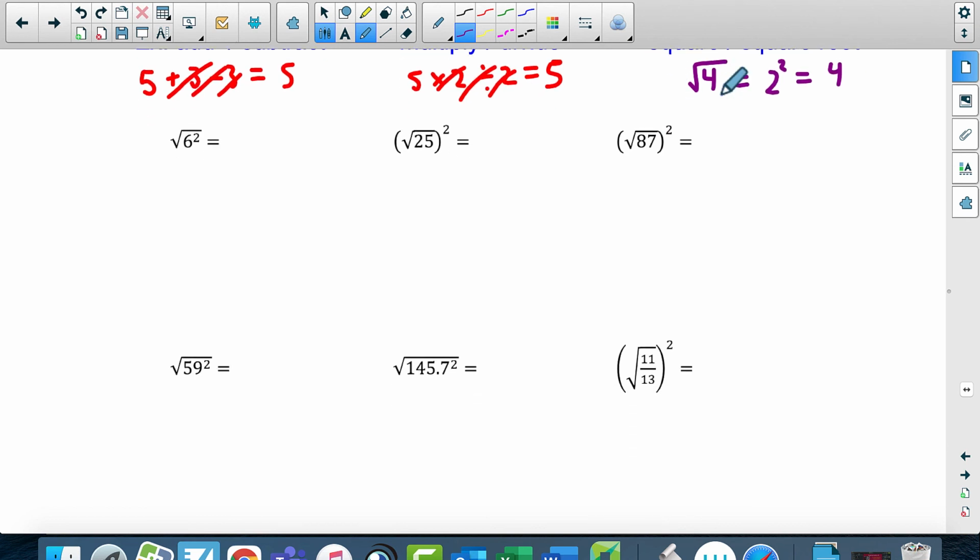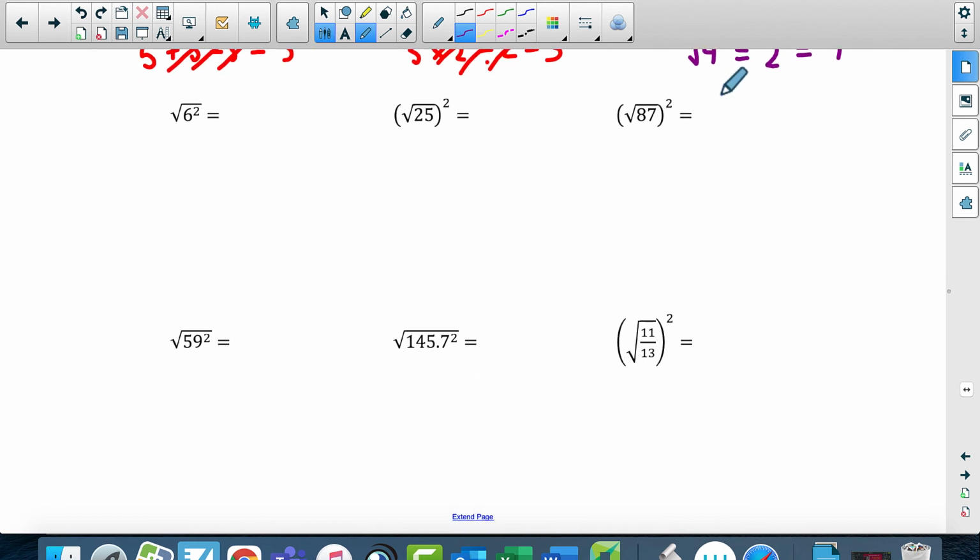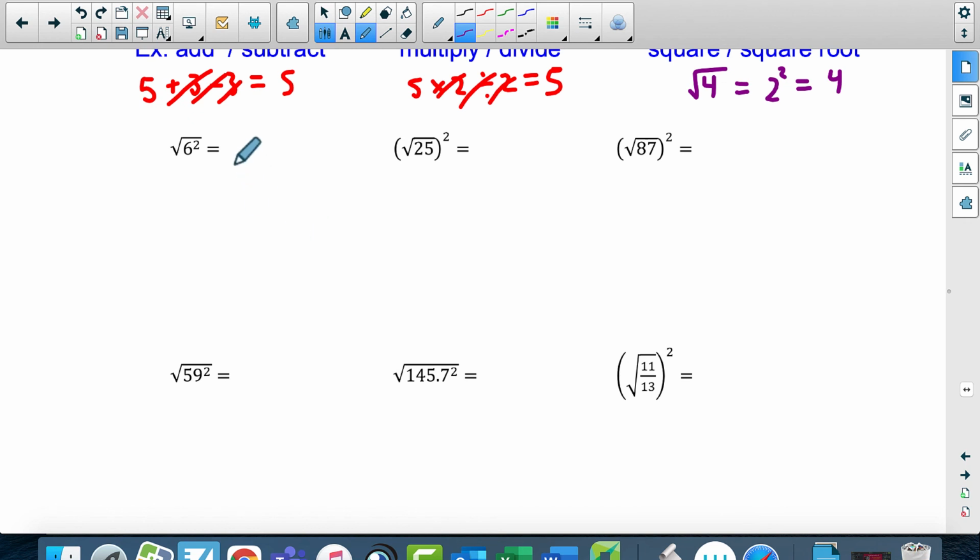So questions like this look really complicated, but once you get the hang of it, they're dead easy. So in this one, you have the square root of something squared. So the first thing you would do in this case is square the inside. 6 squared. What's 6 squared? Well, that means 6 times 6. Square root of 6 times 6. 6 times 6 is 36.